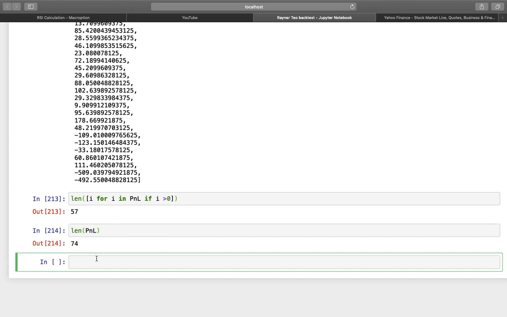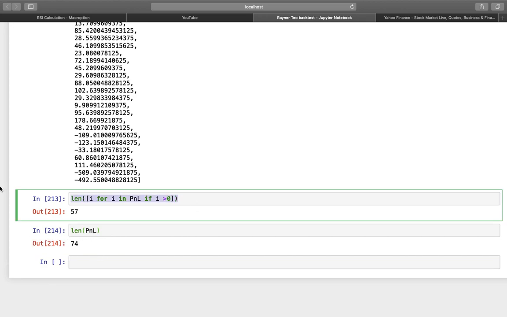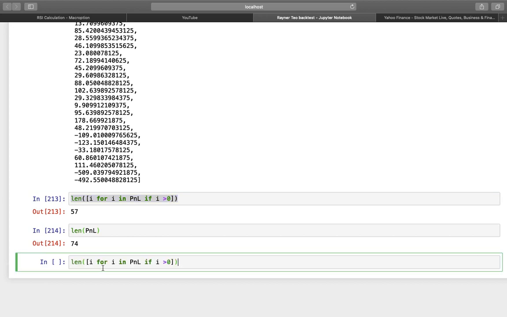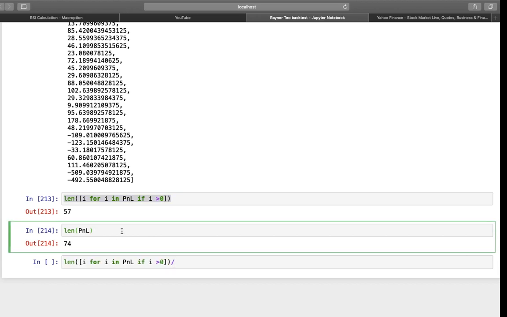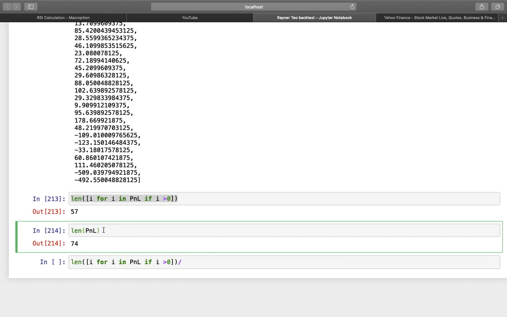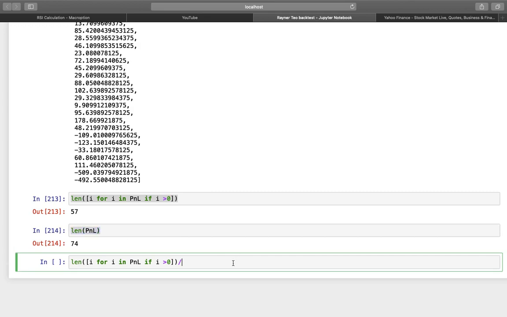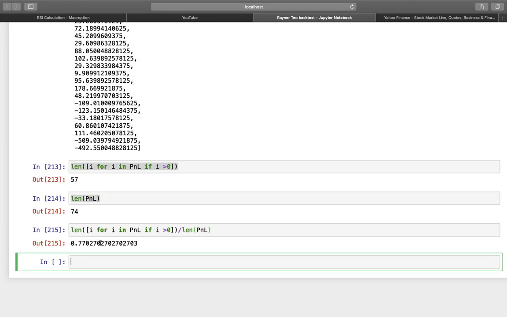And I can just use the length of the P&L here for the total trades, and my winning rate would be this one here divided by this one here. And as you see, we are getting a winning rate of an insane 77%. I mean, that's awesome, right? Well, it is a bit lower than presented by Rayner Teo, but as said, that can be due to slight deviations in our approaches.